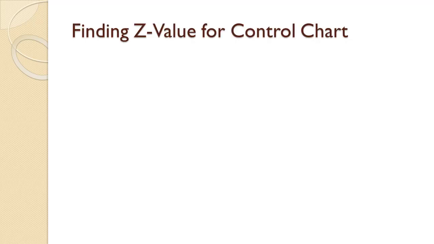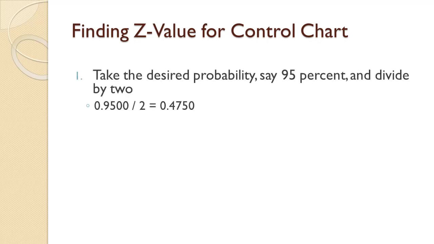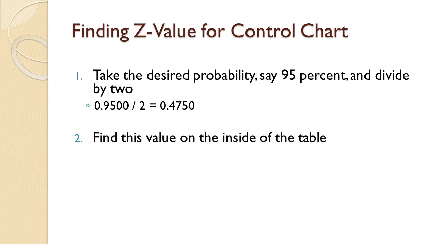Finding the Z-score to use to build a control chart of a given probability, say 95%, is a three-step process. 1. Take the given probability as a decimal value and divide it by 2. So 0.9500 divided by 2 equals 0.4750. 2. Take this value and find it on the inside of the table. We will switch to the table in a moment to see this. If the exact value is not in the table, just find the closest value. And 3. Read the corresponding Z-score off the side and top of the table.